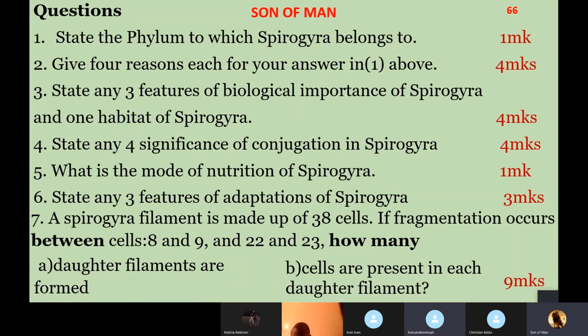B. Cells are present in each daughter filament. Very good. All of you, you have 1 minute. If you finish, you can just tell me the answer for A and B right now. Daughter filaments are formed. 3 daughter filaments. Before you continue, how did you get your 3? I drew the line. Okay, I like that. Continue.